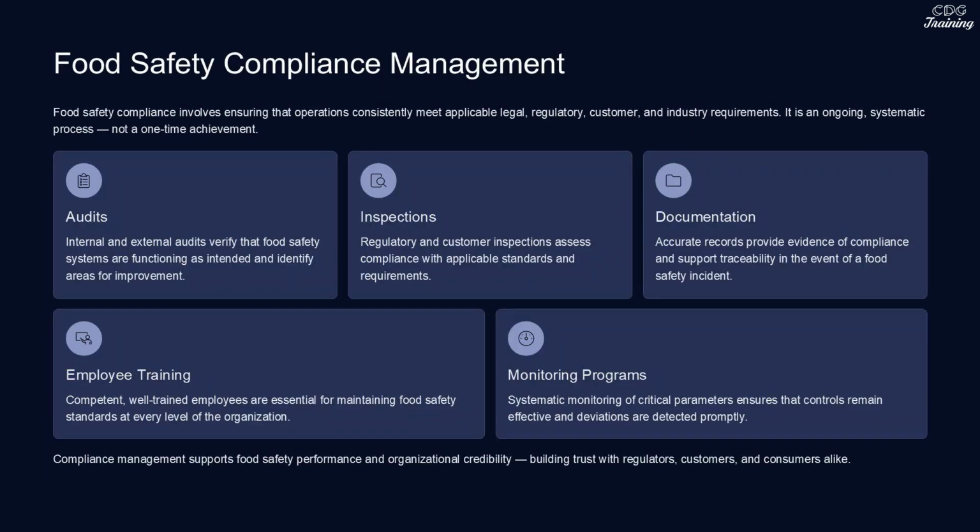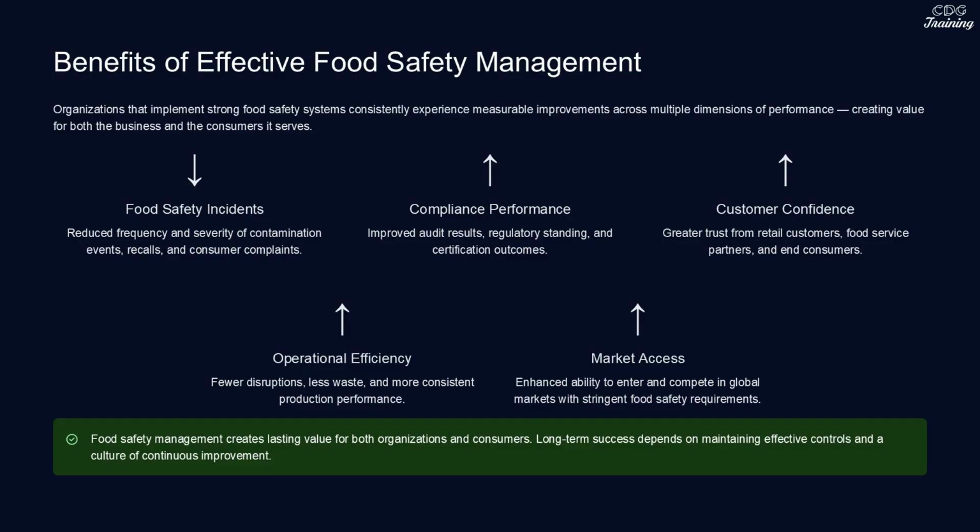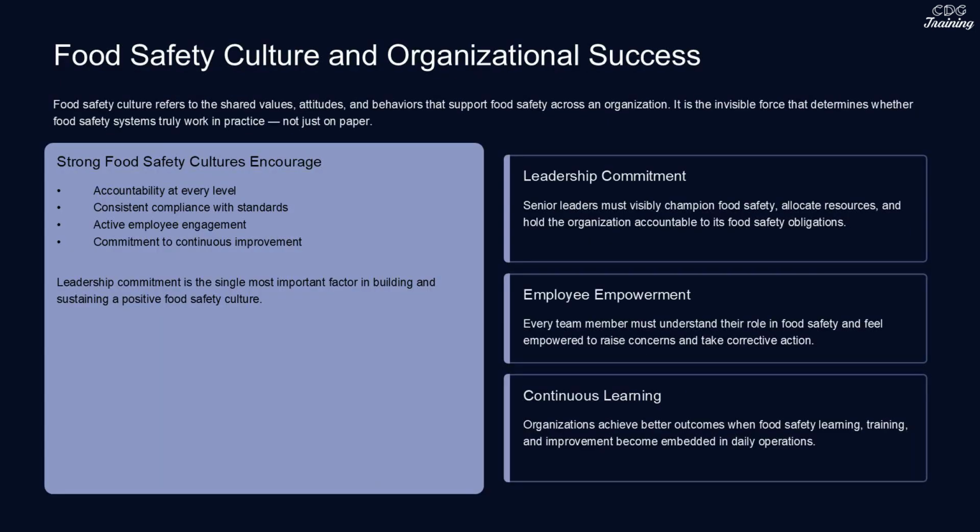Food safety compliance involves ongoing processes to meet legal, regulatory, and industry standards, ensuring consistent safety and quality. Food safety professionals are essential for effective safety management, implementing systems, managing programs, and supporting continuous improvement. Effective food safety management leads to measurable improvements in safety incidents, compliance, customer confidence, operational efficiency, and market access. A strong food safety culture is crucial for organizational success, encouraging leadership commitment, employee empowerment, and continuous learning.